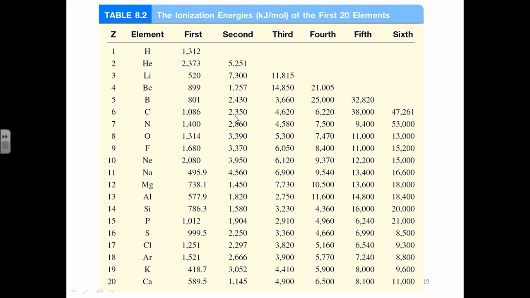But it takes 2,350, so more than twice as much energy to remove the second, because after you remove the first, there's more protons than electrons, and the protons hold the valence electrons more tightly, so you really have to give it more energy to get them to leave. The third is even more. The fourth, look at this jump. This huge jump here we're going to talk about tomorrow.